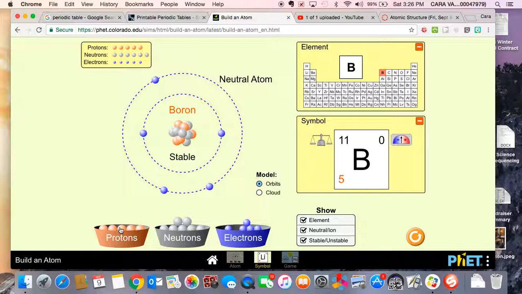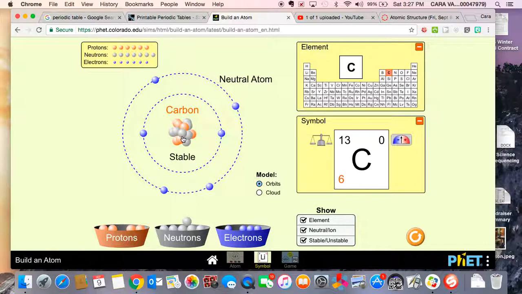Let's take a look at carbon. Carbon on the periodic table has 6 protons. So I'm going to add 1 more proton, and now I have carbon. We see that this is carbon 12 because it has 6 protons and 6 neutrons. 6 plus 6 is where that 12 comes from. And remember, this bottom number down here represents the number of protons. So we see that carbon 12 is stable.